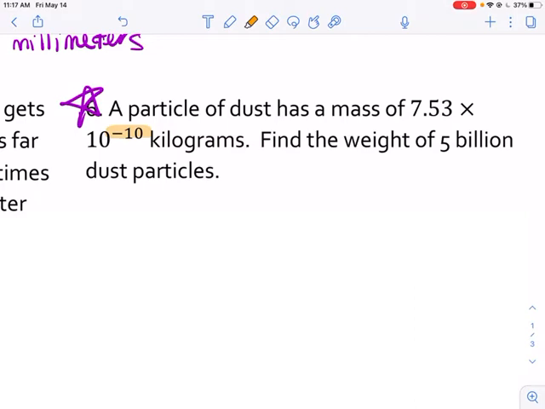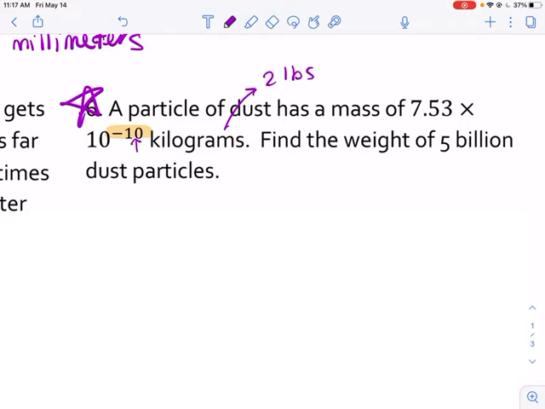And a kilogram is about 2 pounds for my American audience. 2-ish pounds. It's not exactly. I feel like somebody's going to comment and critique me on this one. But it's about 2 pounds. So it wouldn't make sense for a particle of dust to weigh 2 pounds. That's giant. So this is a very, very small measurement. It's going to be a very tiny fraction or a very tiny decimal.